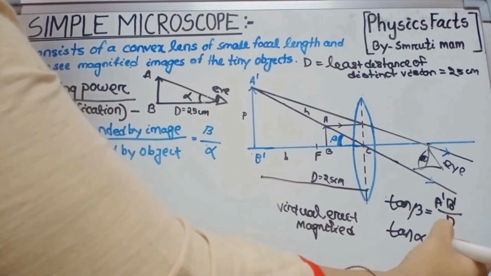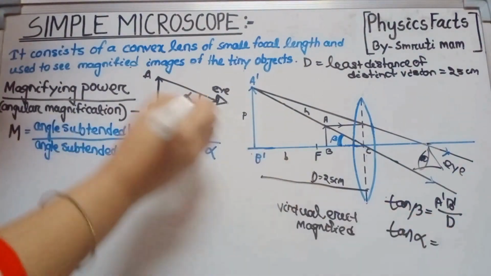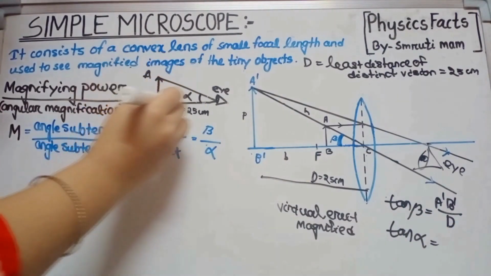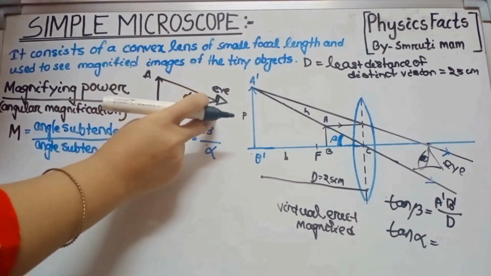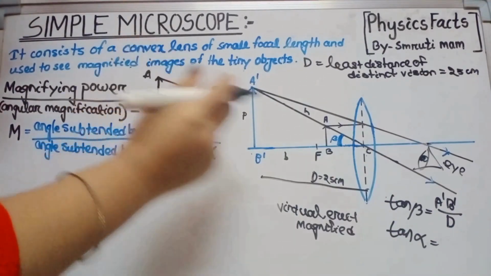Then what is tan alpha? Tan alpha, that is AB by this distance. So what is this distance? That is also the same 25 centimeter. AB by D.